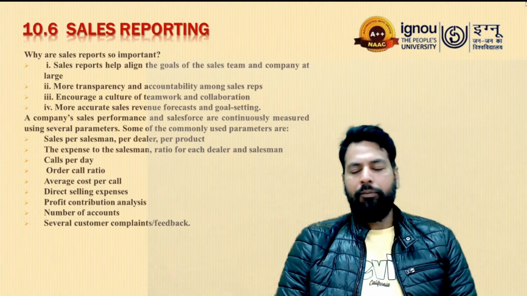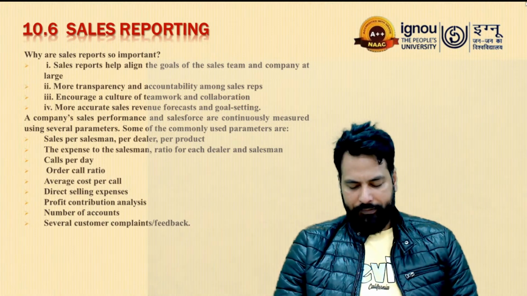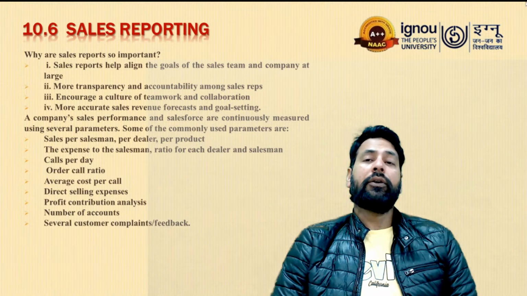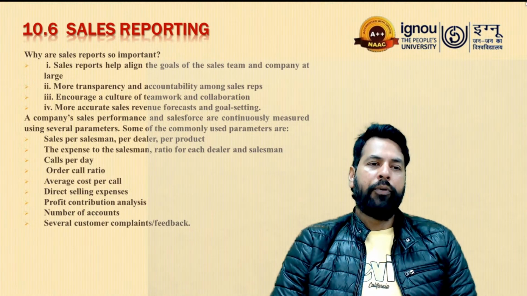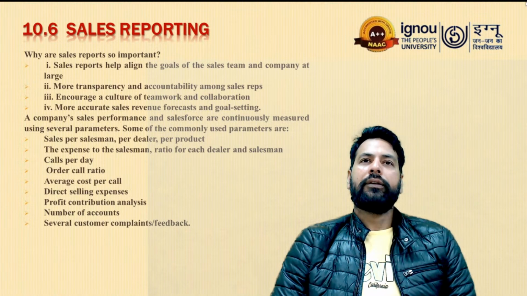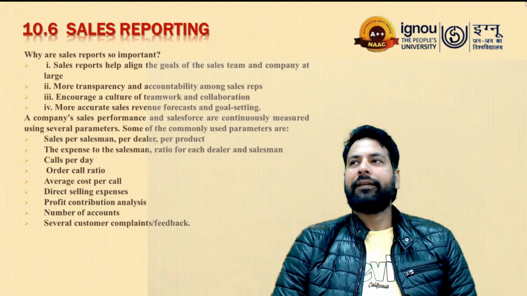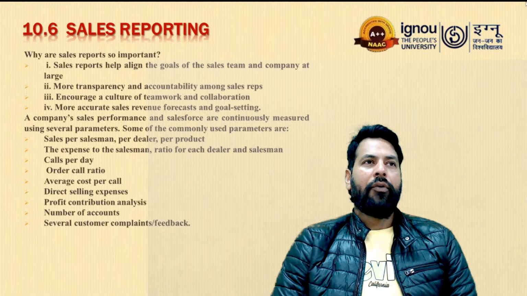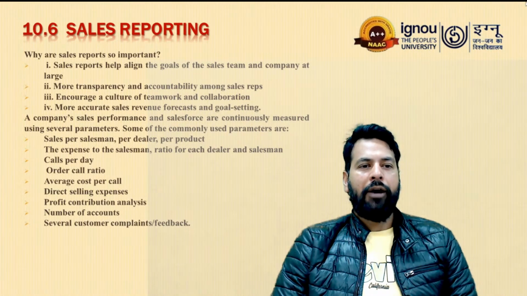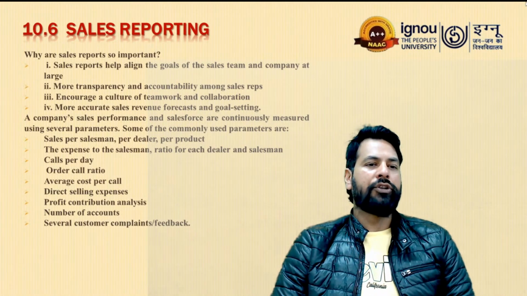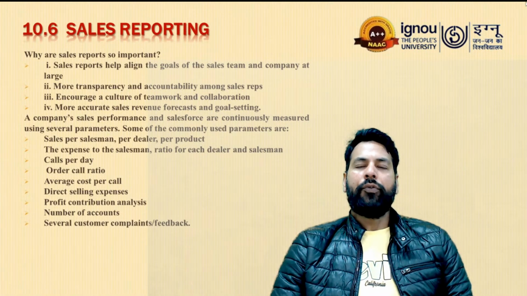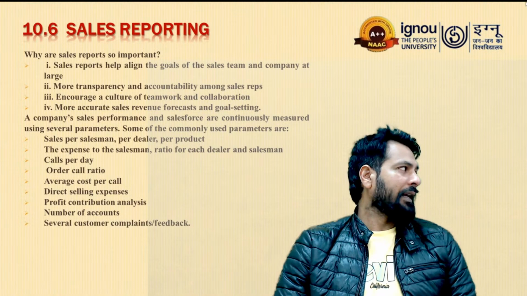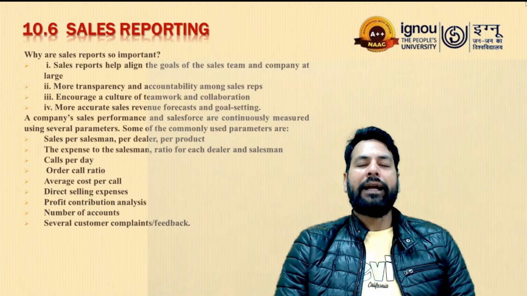So if I have to talk about the ingredients or the items of a report, it is all mentioned over there. The name of the salesman, the dealer, product, when you are going to them, at what time, how many calls you are making, order call ratio, average cost. We already discussed this thing. Your feedback, how many accounts. When I say accounts, it means how many clients you are handling.